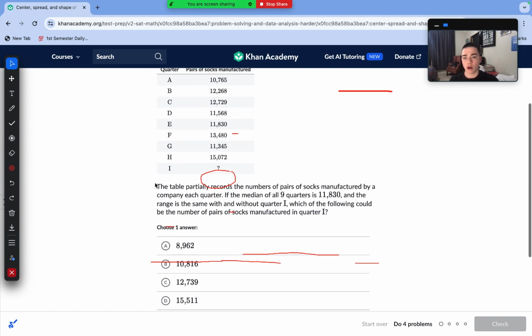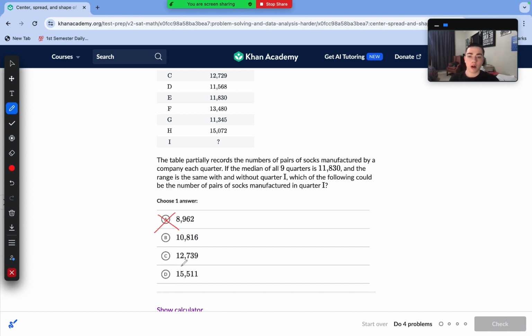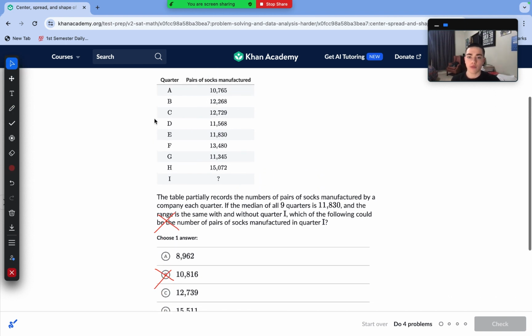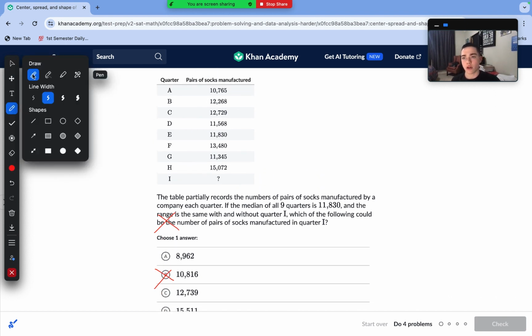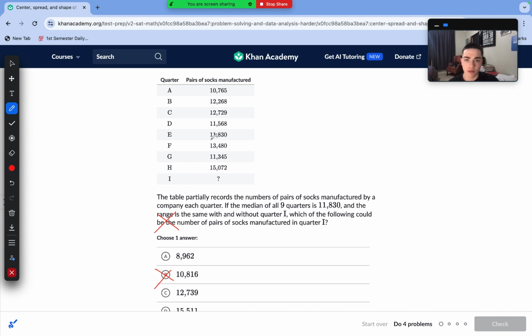As I said before, our answer is not an extreme value. It cannot be our least or greatest value. So that eliminates answer choice A and answer choice D. Now we need to see, if we have 9 different quarters, our median is going to be our 5th value. So with our E being 11,830, we need to have 4 values below that and then 4 values greater than that. So the values below quarter E are A, D, and G.